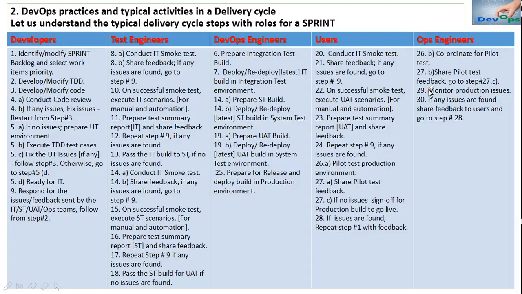Then 29, if you see, the ops engineers, once the build is deployed into production successfully and hosted to the users for business purposes, monitor production issues from day one onwards. I can say from Monday onwards, they might start the activities after a weekend deployment. And if they find issues, they share the feedback with the users, and it is going to be considered in the next sprint cycle along with the next sprint cycle items. This is the cyclic process.